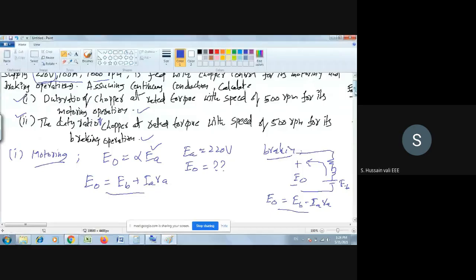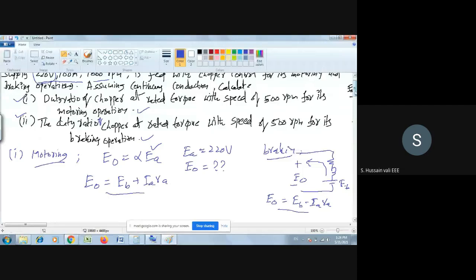Because if you apply KVL, you will understand that EB is equal to IARA plus E naught. It means E naught is equal to EB minus IARA. So you got this equation, and the earlier equation is for the motoring mode. Both the problems are the same except that one is the motoring condition and the other is the braking condition. So I will solve for the motoring condition, then using this equation, you can solve for the braking condition. That's easier.